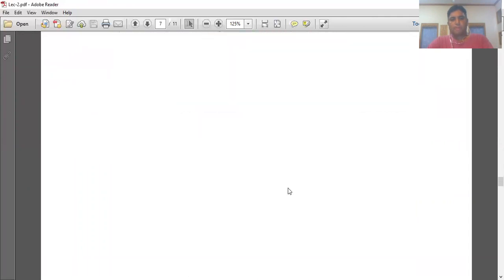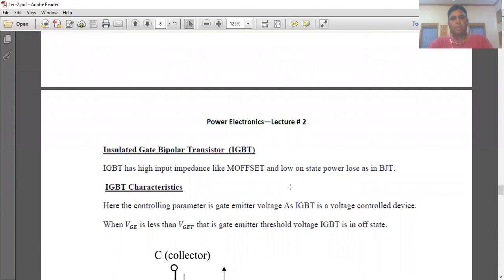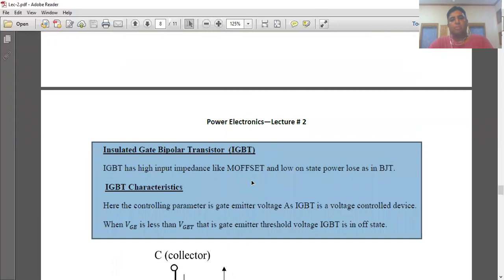Okay. So next one is insulated gate bipolar transistor. IGBT has its input impedance properties like MOSFET, and its low on-state power losses like a BJT. So this transistor has some properties like MOSFETs and some properties like a BJT.